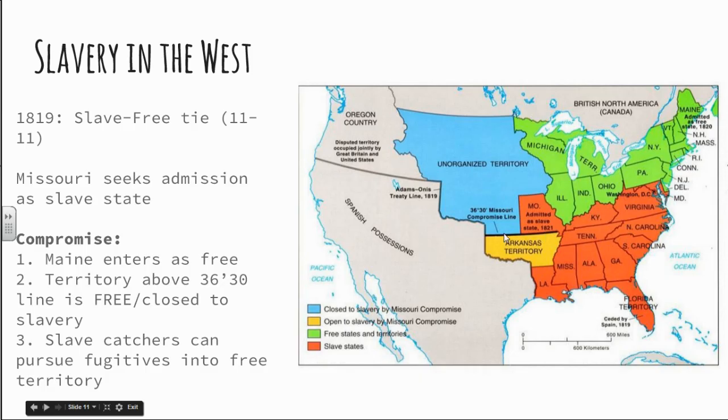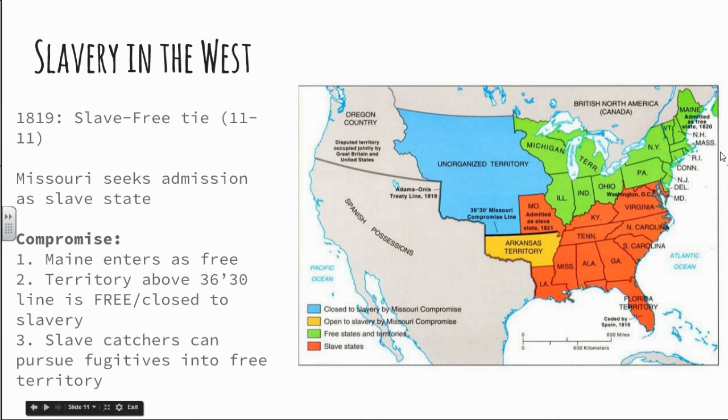Also, as a result of the Missouri Compromise, this line here, which you'll see called the 36°30′ Missouri Compromise line, is going to identify areas where anywhere north of this is closed to slavery. Any state that wants to come into the Union north of this line is going to be closed to slavery. It's not going to be permitted. But as a kind of a nod to the Southerners, this is going to give explicit legal permission for slave catchers to pursue their fugitives into free territory. So now even if slaves flee above the 36°30′ line, slave catchers can go up here to catch them.